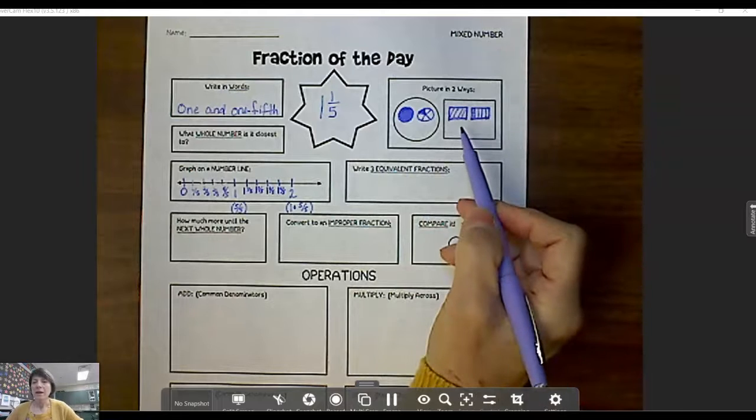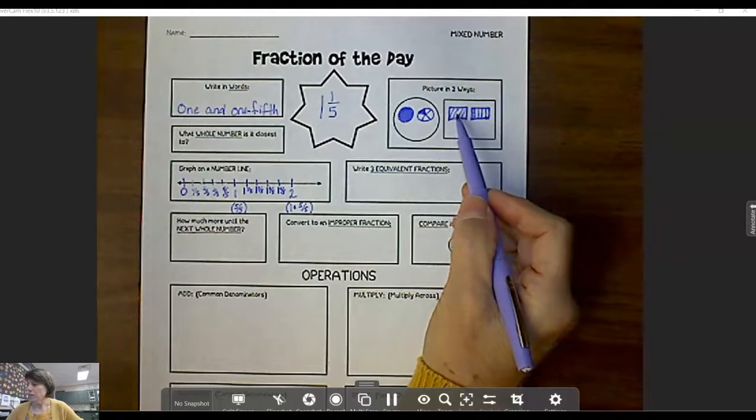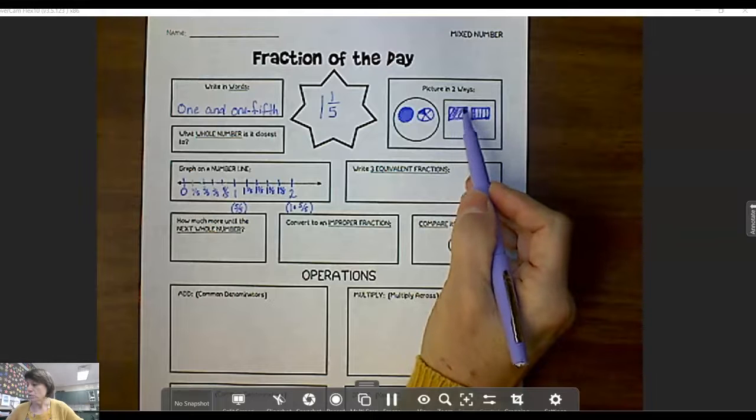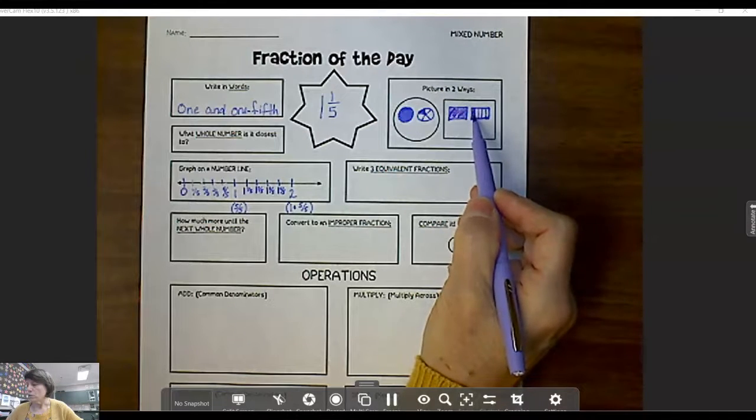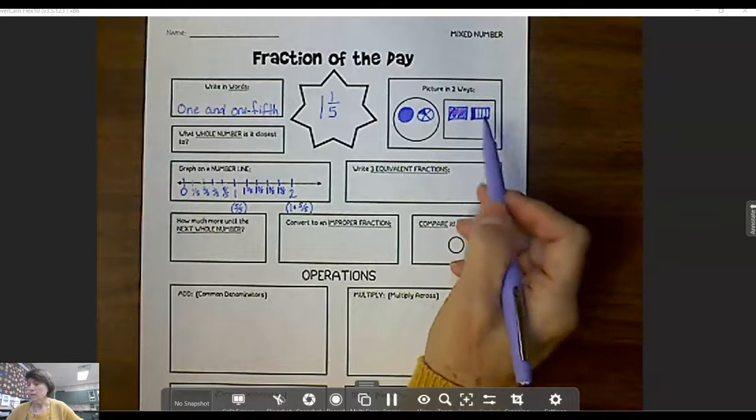And so for my rectangle, I did the same thing. I drew two little rectangles here. I'm shading in the entire first one, so this one is completely shaded in, and then just one of the sections of the second rectangle that I've divided.